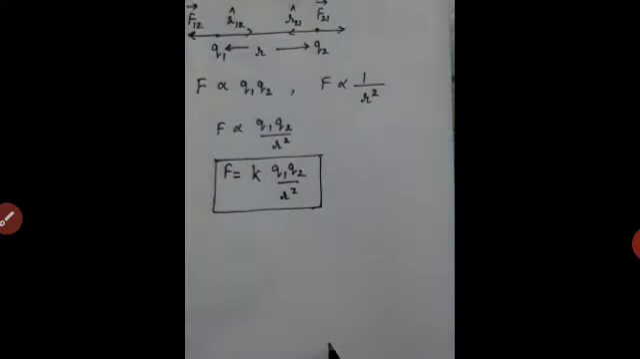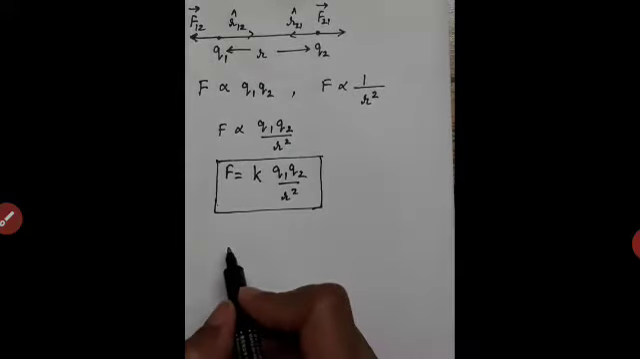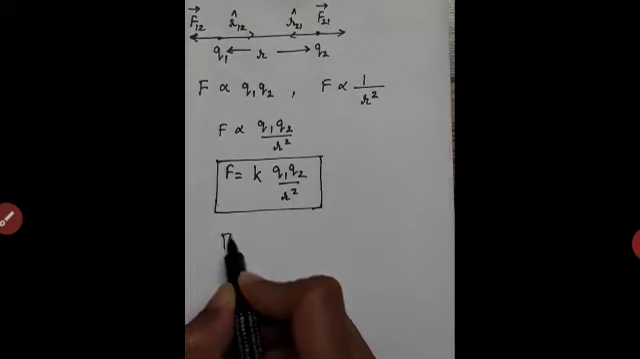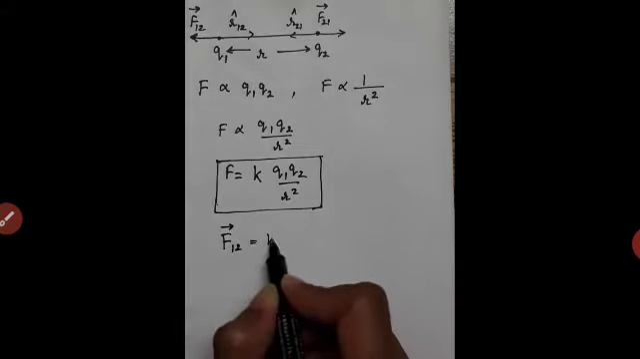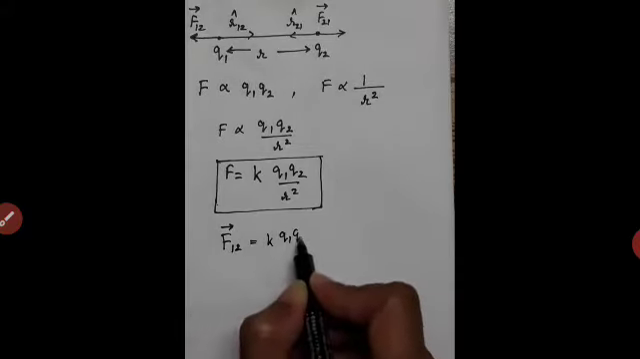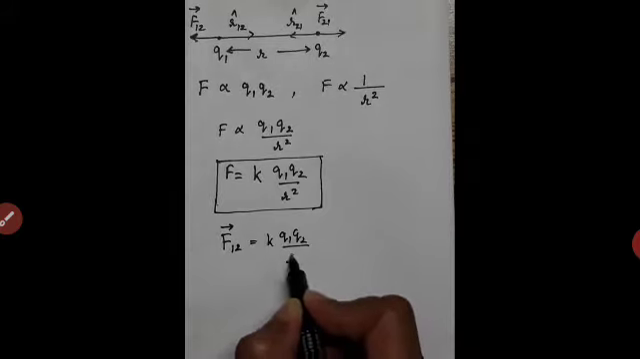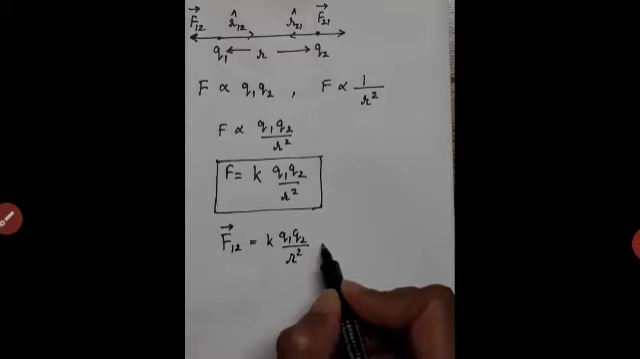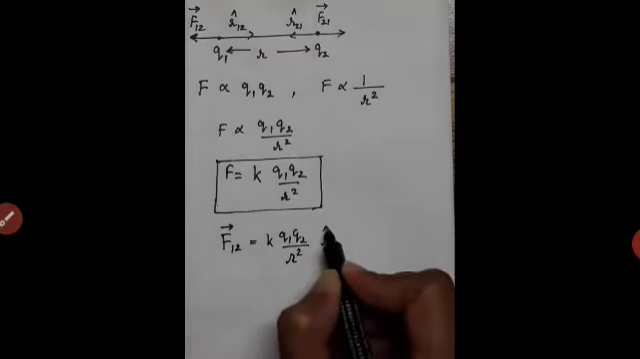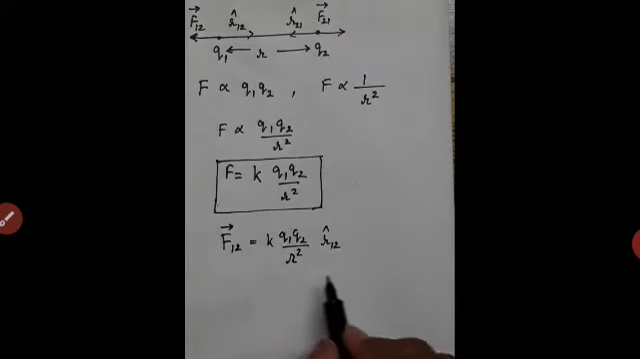Now, we shall write the force in vector form. I'll use the same equation, and I'm writing for force acting on charge 1 due to charge 2 in vector form. The magnitude is K Q1 Q2 divided by r square, and to give the direction to the force we write r12 unit vector. This is the equation of force in vector form.